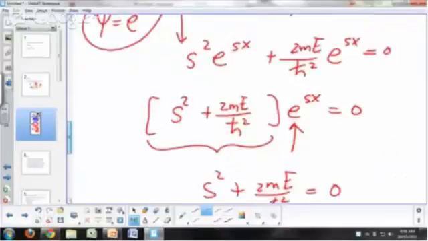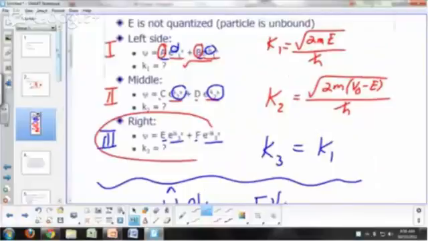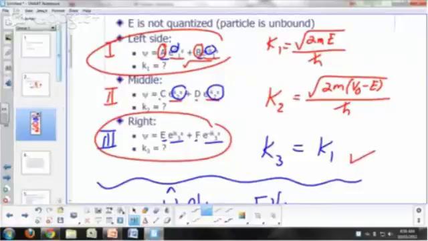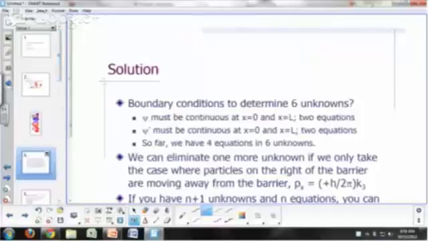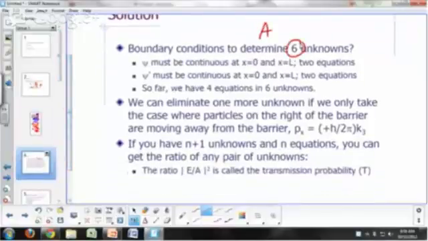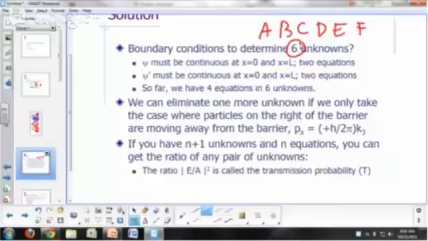All right, and then this same problem for the right side is the same as for the left. So you have an i there. And k3 you'll see is just the same as k1. All right, so those are the three parts of your psi, depending on what the location is. And like we said before, you're going to have 6 unknowns, A, B, C, D, E, and F, right? So in order for you to determine what those unknown constants are, you have to have 6 equations. And the requirement that psi must be continuous and its derivative must be continuous will give you 4 equations.